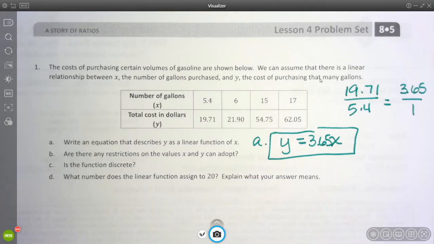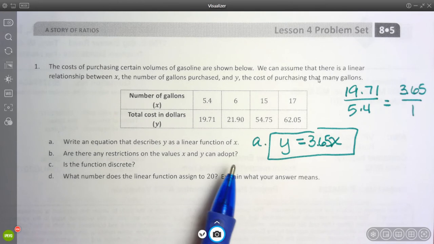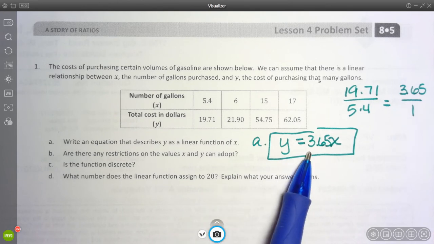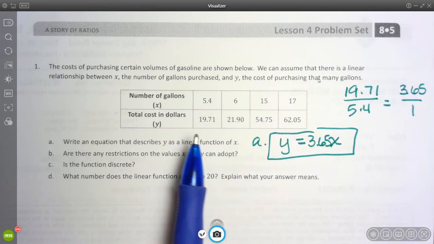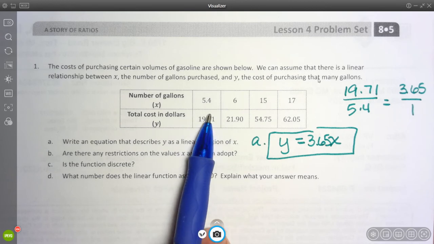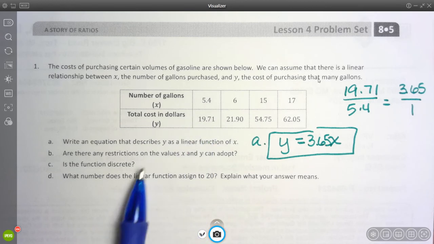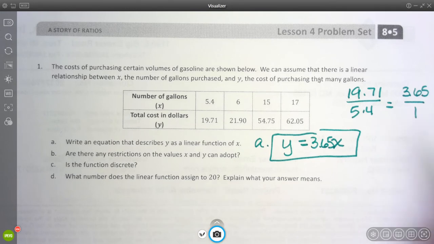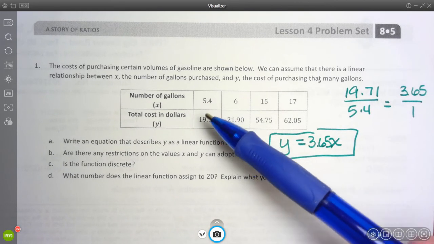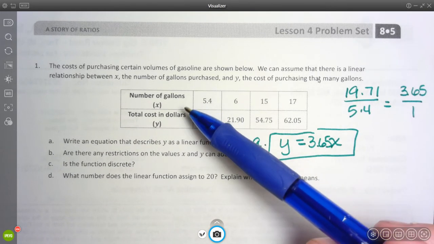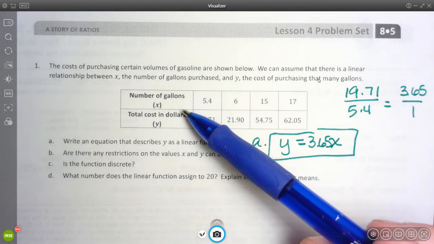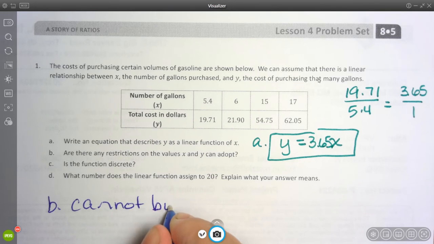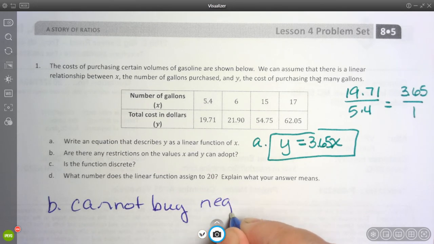Are there any restrictions on the values X and Y can adopt? Can we use parts of a gallon? Yes, we can use fractions, right? Or decimals, right? No, there's no restriction. Except for there is one restriction. Can we buy negative gallons? No. So for B, we cannot buy negative gallons.